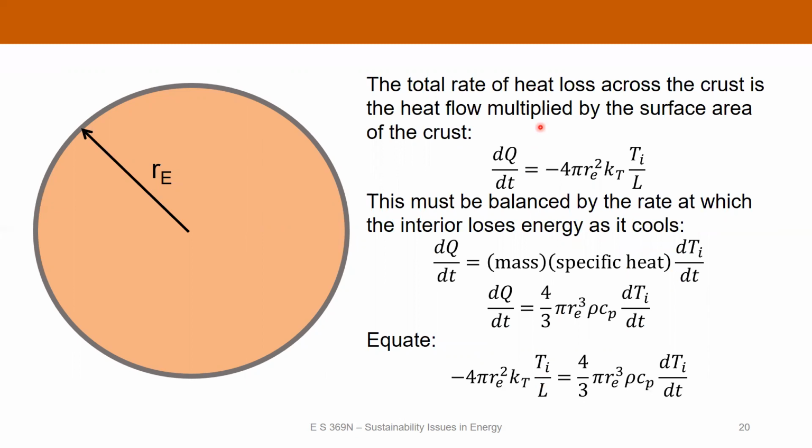Now, the total rate of heat loss is going to be the heat flow multiplied by the crust's surface area. We'll call that big Q. So the change of big Q with respect to time.